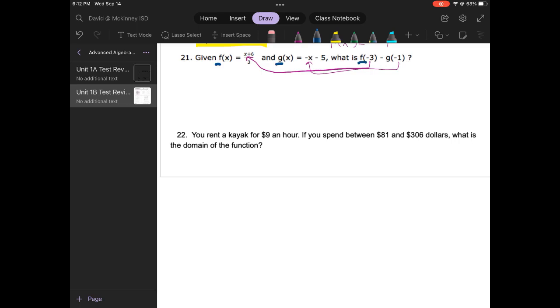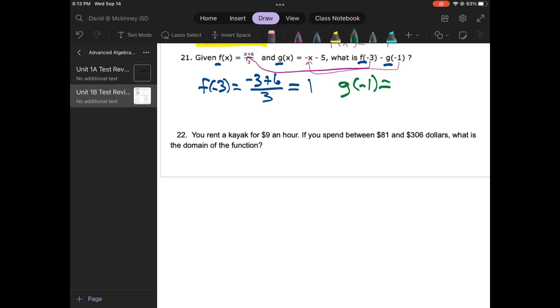So in this particular case, I will take this negative 3 from the f of negative 3 and I will replace the x in my f of x equation, so that f of negative 3 is equal to negative 3 plus 6 over 3. I can put this into Desmos and it will solve it for me. But if you want to solve it out by hand, negative 3 plus 6 is 3, and 3 divided by 3 is a 1.